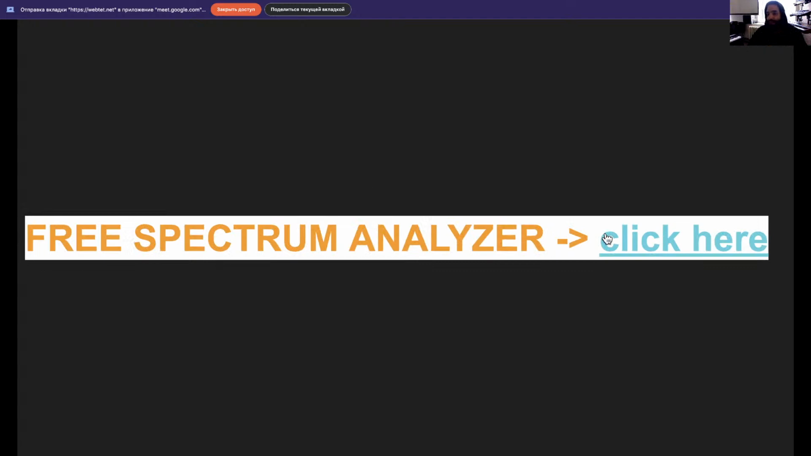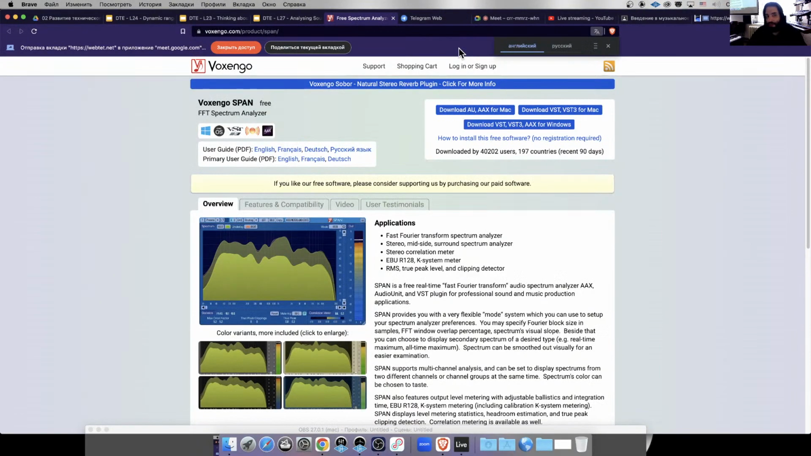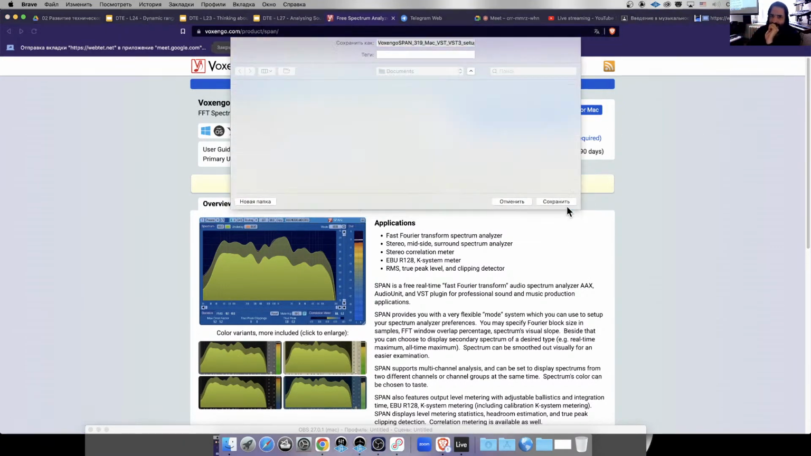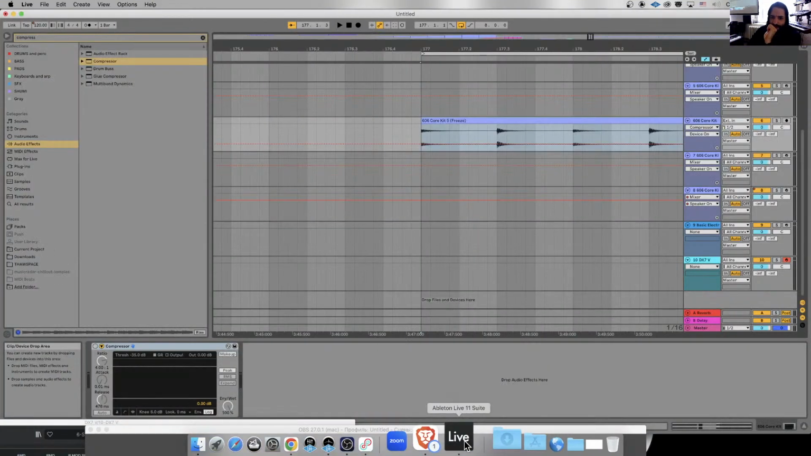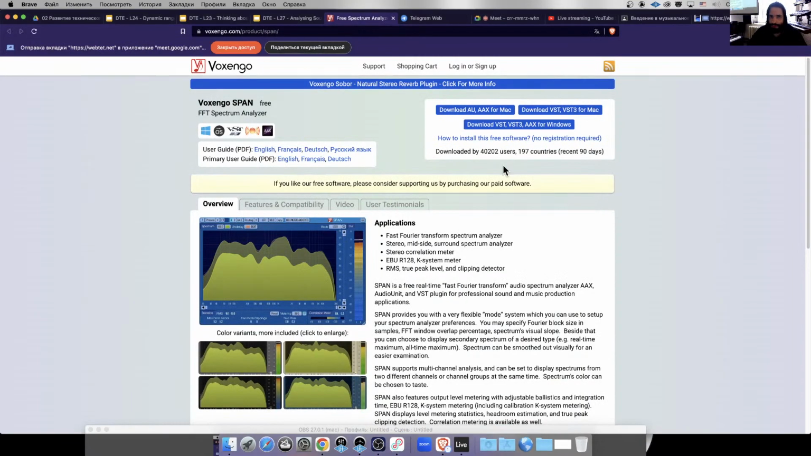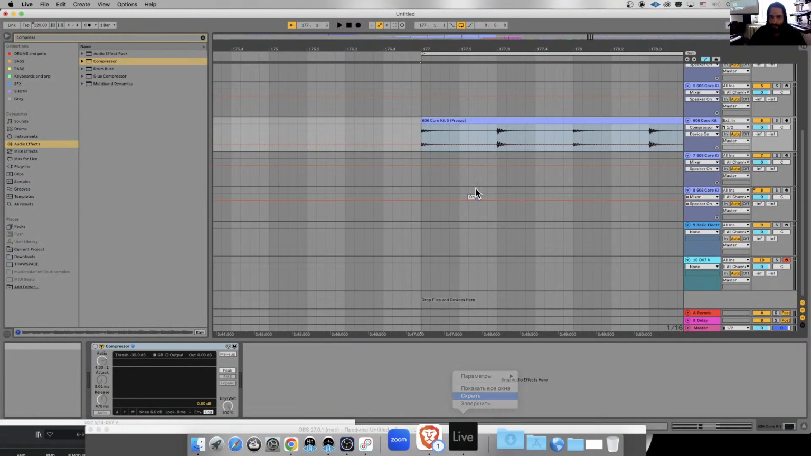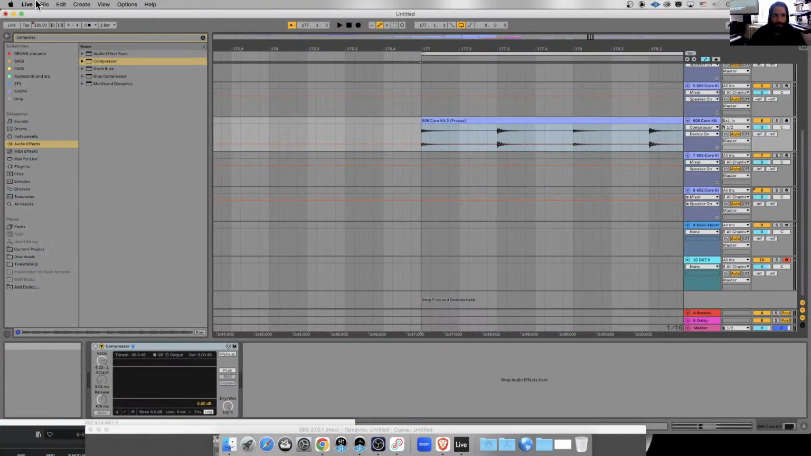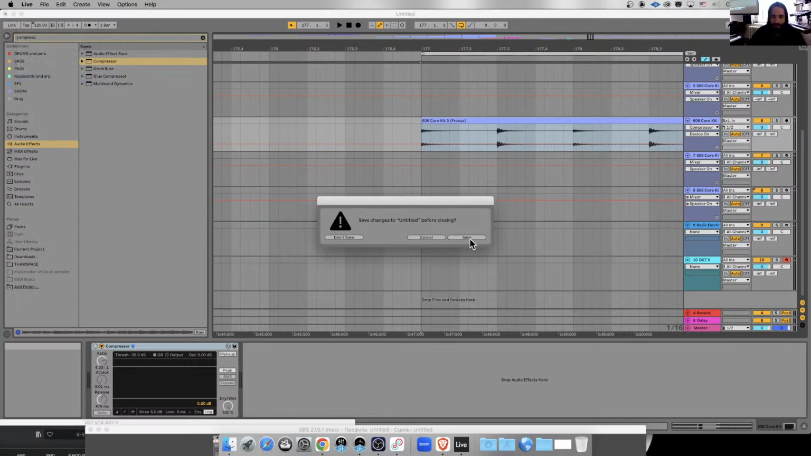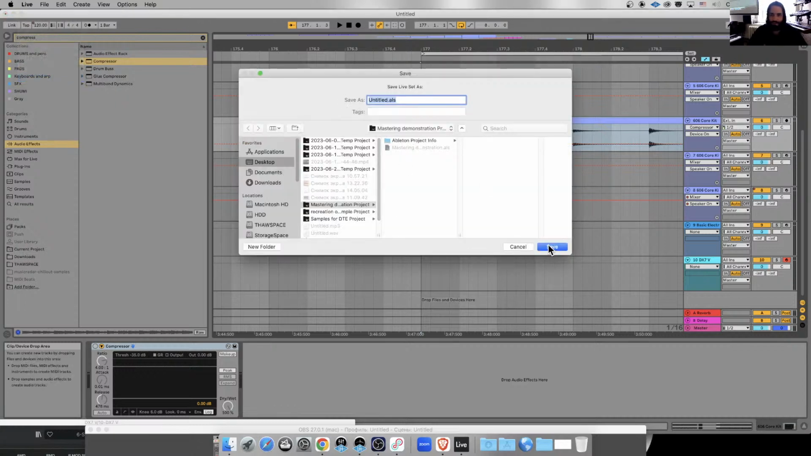I want to try this thing. And it also has AAX. There is a free analyzer, and there is a reason why I recommend you to use this one. Let me try to install it quickly. It seems like it's going to be fast. Let me just close this. Close Ableton. One second. Can you close Ableton, please? Quit Live. Yeah, save it on the desktop, whatever.